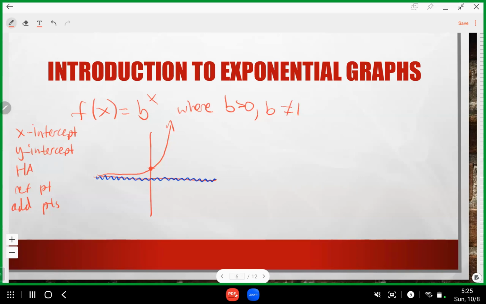So here are some properties of exponential functions. Number one is continuous. This means that you can draw the graph without lifting up your utensil, right? So number two is, have no sharp corners.